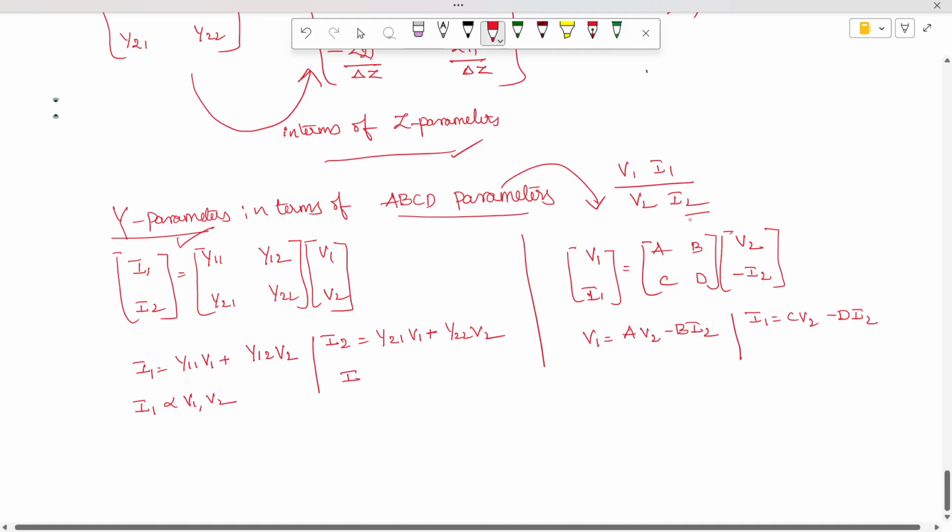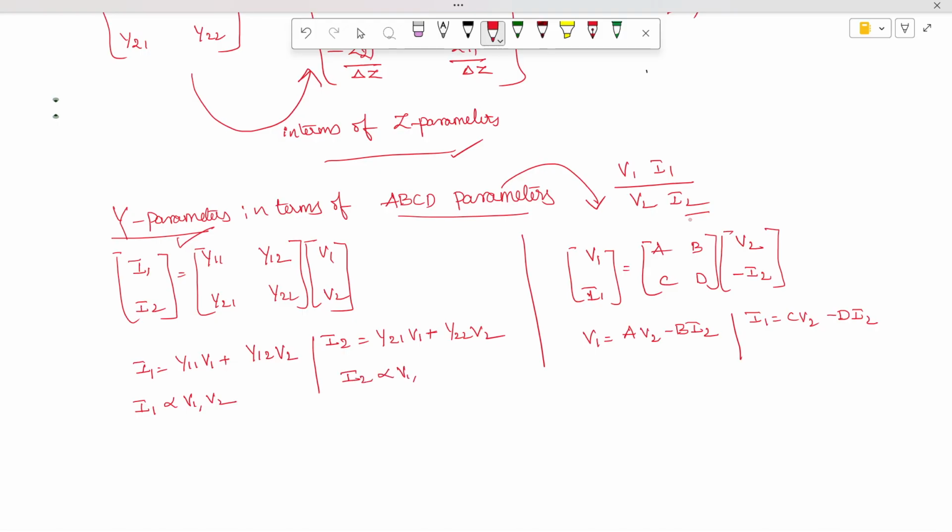And see that I2 equation also should be in terms of V1 and V2. So see here, which equations are there. Here you can see V1 is there. So we require the equations of I1 and I2. So let's try to see here. I2 in terms of V1 is already there.